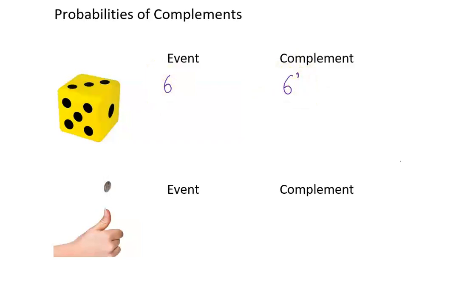So if we consider the probability of each of these events, the probability of rolling a 6 is 1/6, because there's one favourable outcome, a 6, out of 6 total possible outcomes. So if we consider the probability of our complement, it's the probability of getting something that's not a 6. So that's a 1, 2, 3, 4, or 5. There are 5 favourable outcomes out of 6.